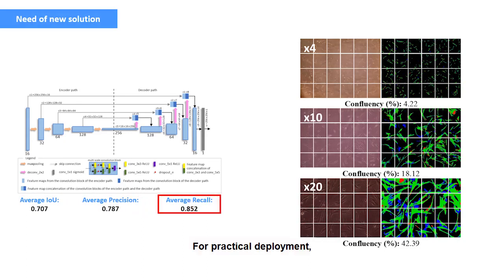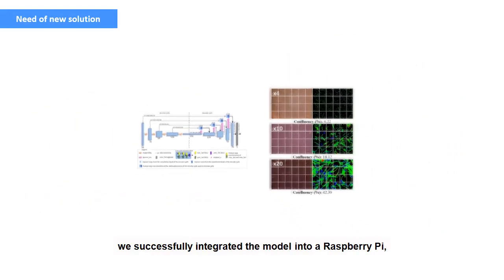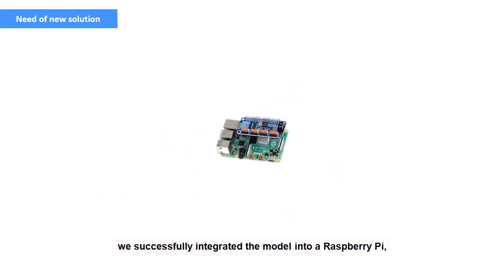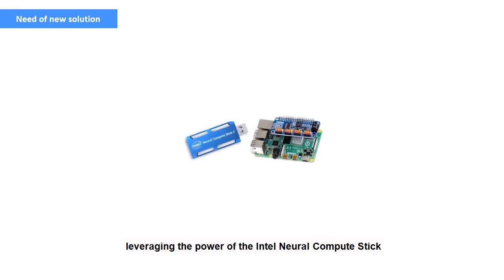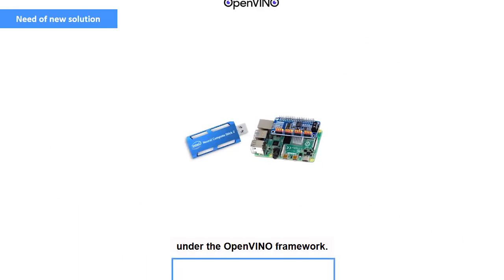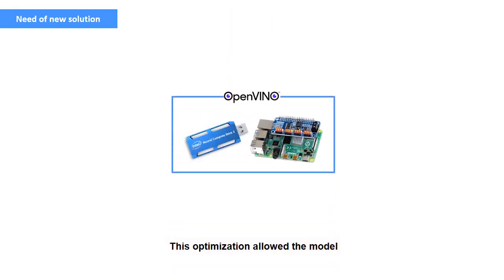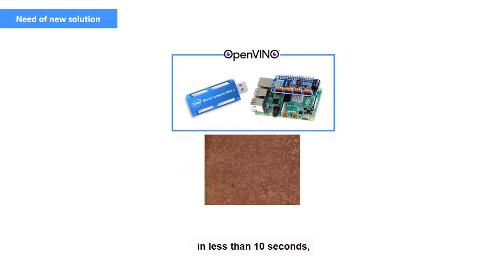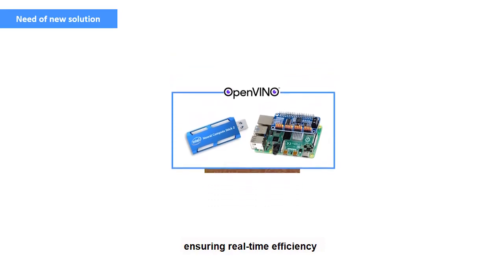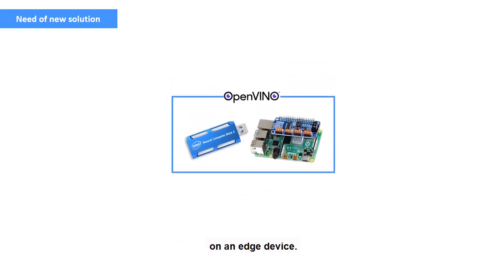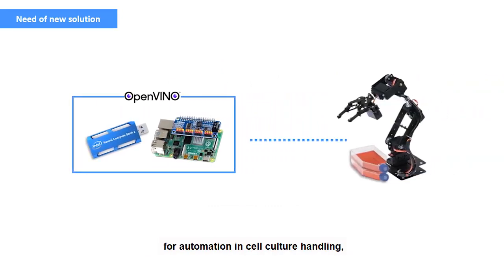For practical deployment, we successfully integrated the model into a Raspberry Pi, leveraging the power of the Intel Neural Compute Stick under the OpenVINO framework. These optimizations allow the model to segment a cell image in less than 10 seconds, ensuring real-time efficiency on an edge device. The utilization of Raspberry Pi offers possibility for automation in cell culture handling, where the model could potentially work in conjunction with a robotic arm.